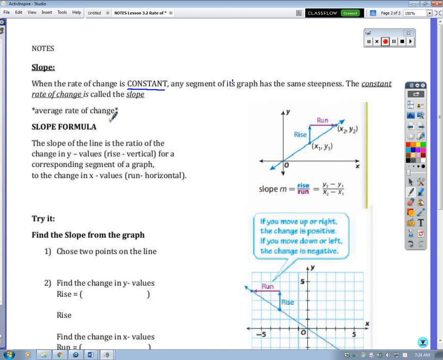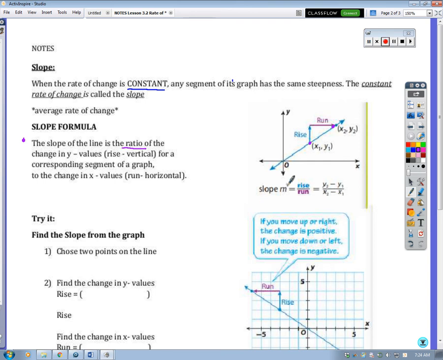So we find slope by determining the ratio of the change in y values, we call that rise, which is right here, for a corresponding segment, so meaning from here to here, right? This would be between 2 points of a graph, in the change in the x values, or the run. So slope in a nutshell is rise over run. Just like we were doing, subtracting y1 values from y2 values, and then subtracting x1 values from x2.